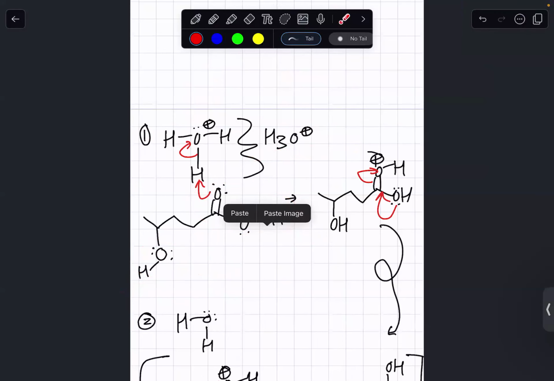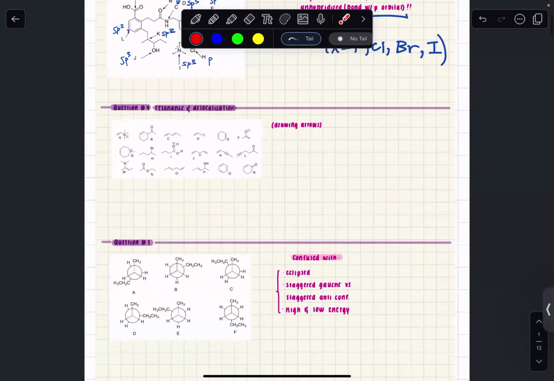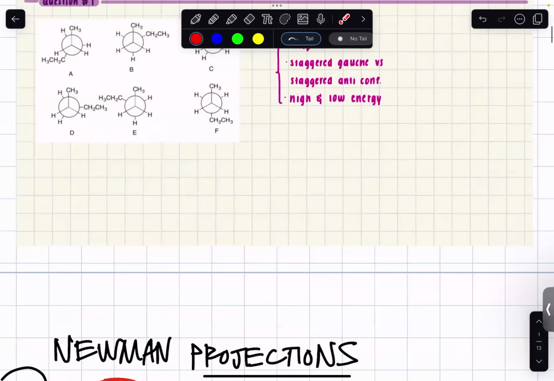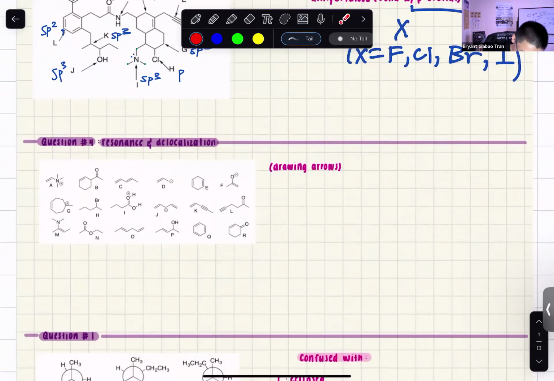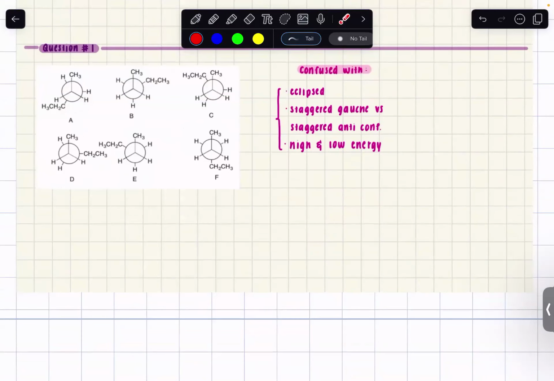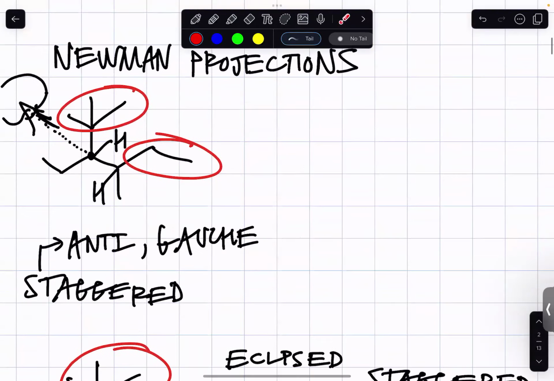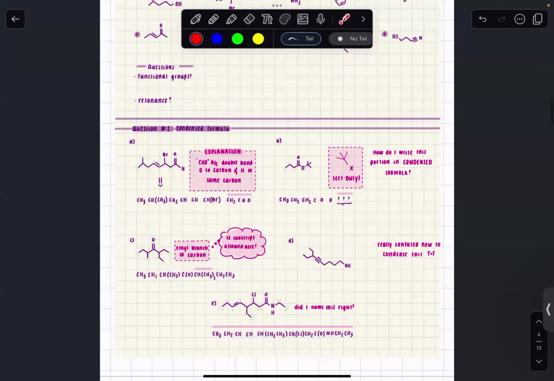I just wanted to check on my answers for the condensed formula. I wasn't sure if I was doing those right, but I had my answers already down. Is it on Discord? It should have been under question 2. I think I labeled it on one of those pages. Oh, right here.